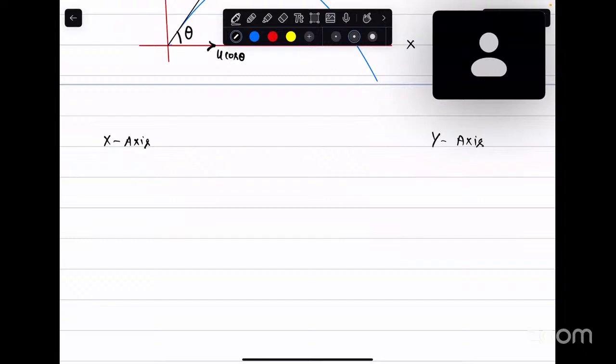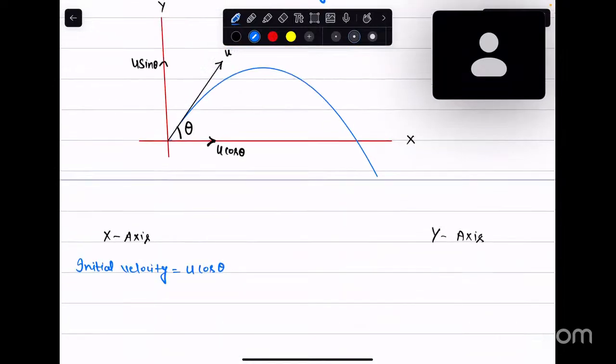First point in the x axis is that the initial velocity is u cos theta. In projectile motion, you could understand there is no air resistance, which means external forces in the system are zero, and there is only one type of force present in the system, that is gravity. Acceleration g due to gravity is present, otherwise all other accelerations are zero.